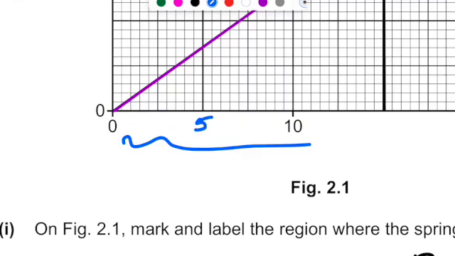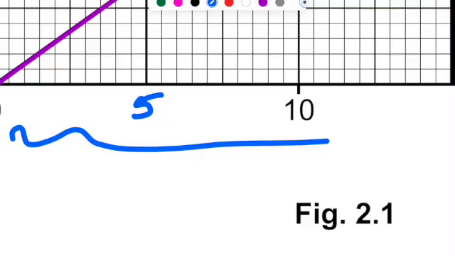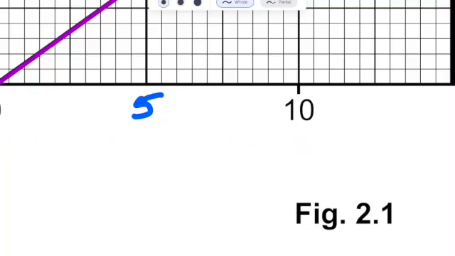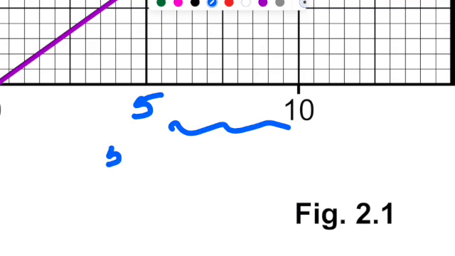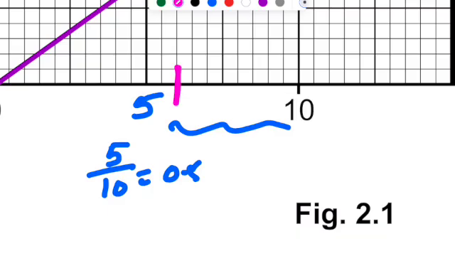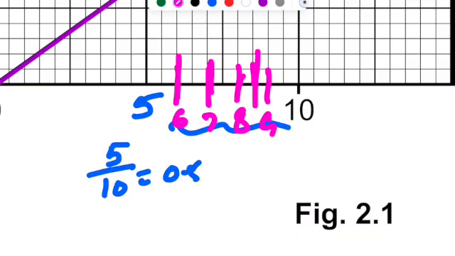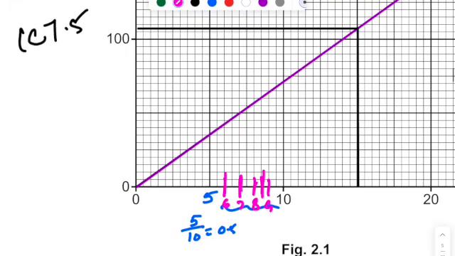So this is 5. Now between 5 to 10, the gap is 5, and there are 10 parts. So each part is going to be 0.5, which means two lines is 1. So this is 6, this is 7, this is 8, and this is 9. So 8.5 is over here. From 8.5, draw the line, hit the graph and bring it over here.